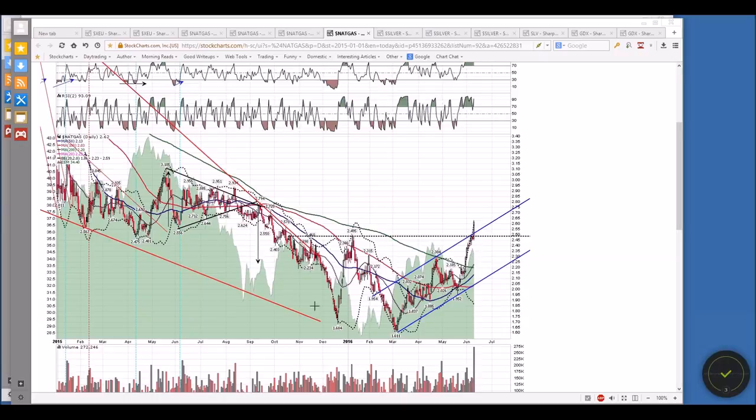this double bottom here is very much in play, and we could see that all of the gain in natural gas from the low up to the close yesterday, that would be the target. Doing that again would be the target of the double bottom. So I just wanted to mention that.